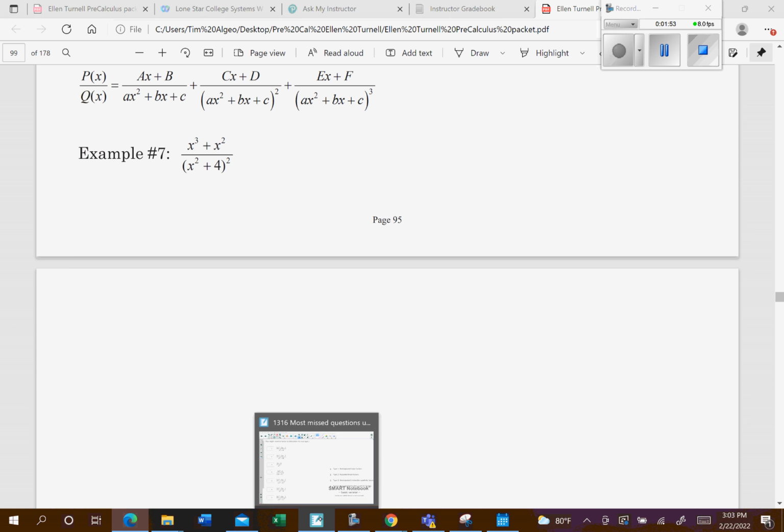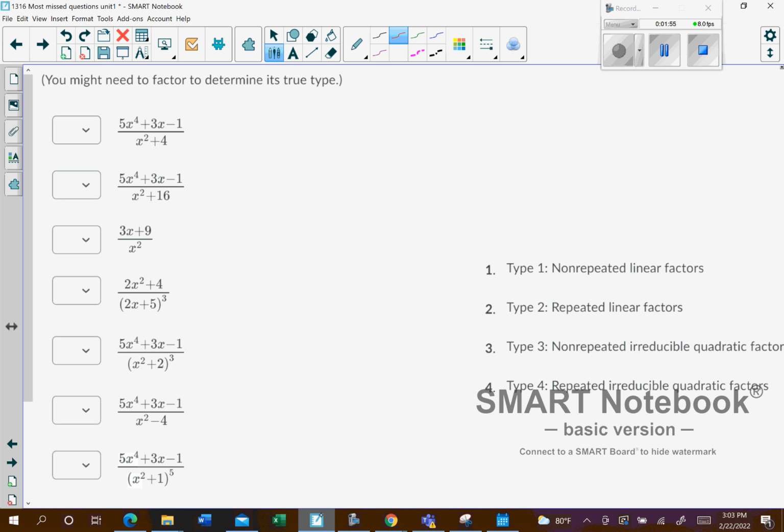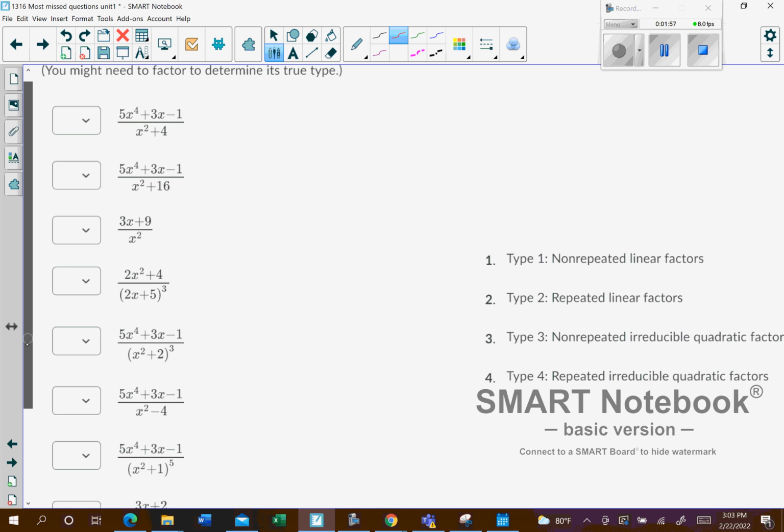So now let's go ahead and look at the quiz question. It wants us to label these as what type they are. If you look at this, I'm going to put parentheses around this. And so that would fall into the non-repeated irreducible quadratic because it's a quadratic and it does not repeat and we can't factor it. So that's going to fall into number 3 right here.